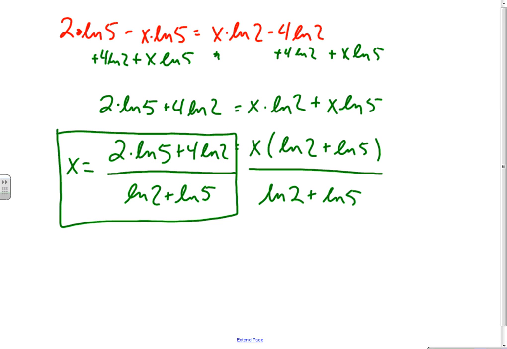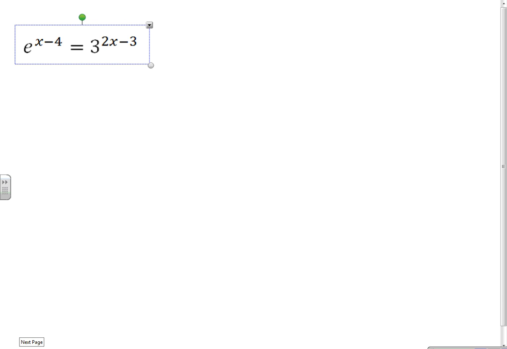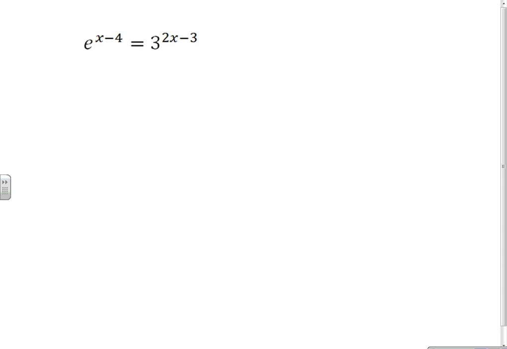Next problem. I'm skipping one of these, so if I skip the one that you want, my apologies. I think it's the one with the base 10. With this one, since you have e to a power, natural log would be the one to use here. You can use logs, but if I use natural log, remember natural log of e is just 1, and your life will get much, much simpler here.